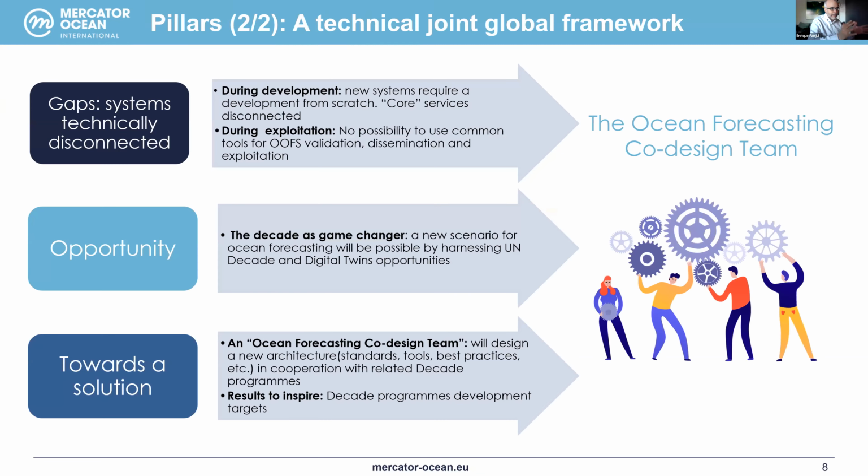So this is pillar number one. Pillar number two, which is the one really more related to the standards and best practices, is, as I mentioned, the gaps. A big gap is that the systems are partially disconnected. What does this mean? It means that, for example, during development, new systems require development from scratch.